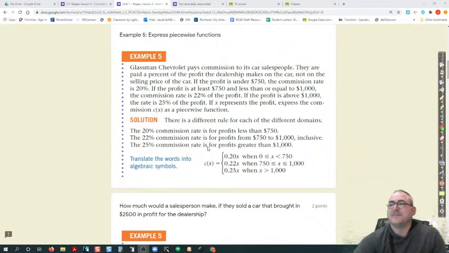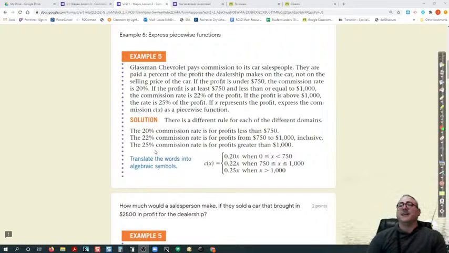And 25% commission rate for profits that are greater than 1,000. So if the profit on selling this car is $3,000, well then the 25% commission rate kicks in, and that's how you read this function here, right?